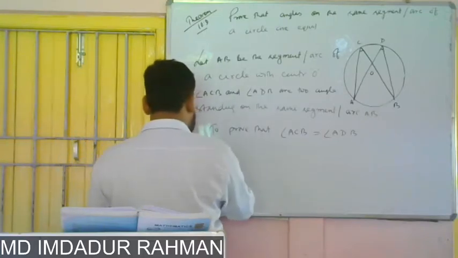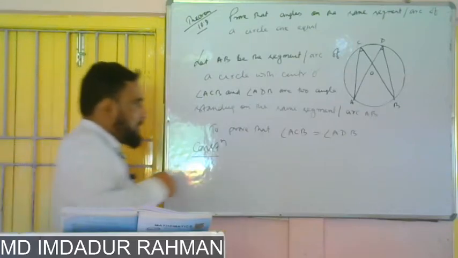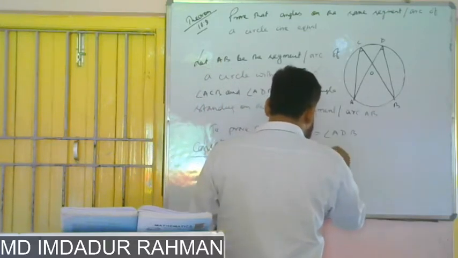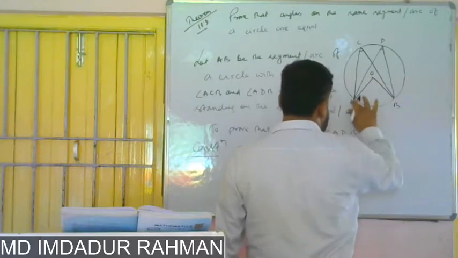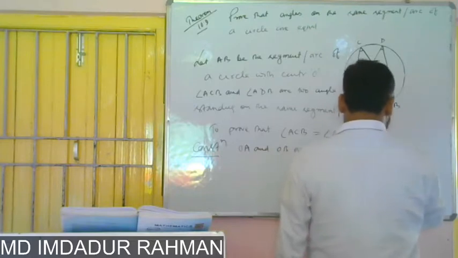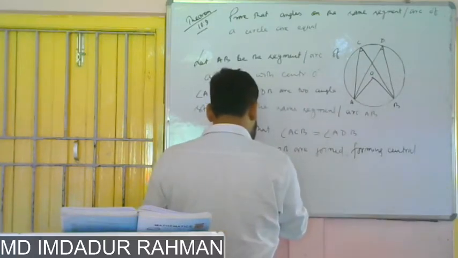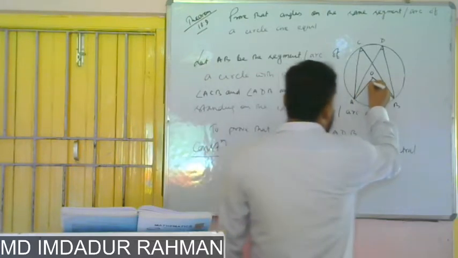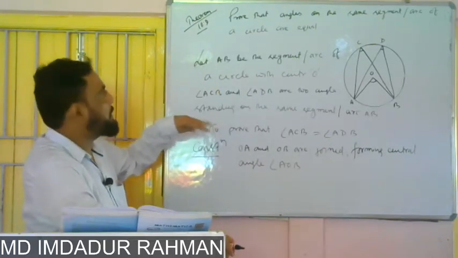For that we need one construction. OA and OB are joined. If we join OA and OB, what do we get? Forming central angle AOB. We got one central angle AOB. Now, to prove this theorem, we will use the help of the previous theorem, that is 10.8.